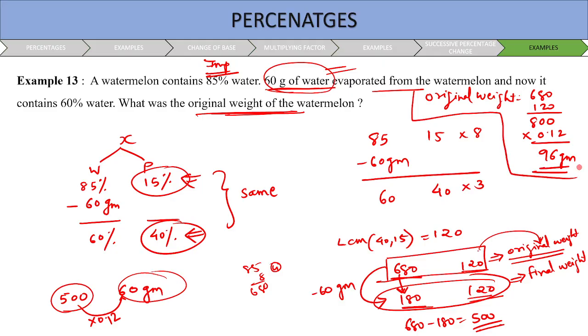I hope you understood how to solve this sum. If you are multiplying a particular value by a particular multiplication factor, then you have to multiply each and every value related to that by that number also to arrive at your final answer. So here you are getting your original weight as 800, but as your multiplication factor was 0.12, you will multiply that 800 by 0.12 to arrive at your final answer, which is 96 grams.